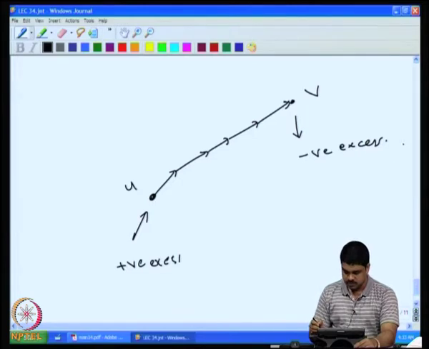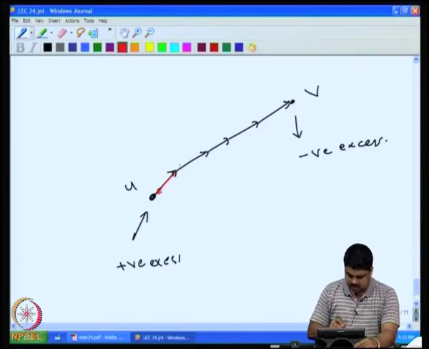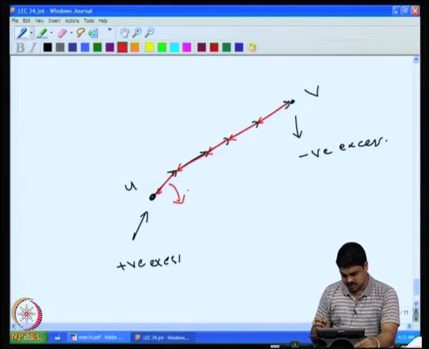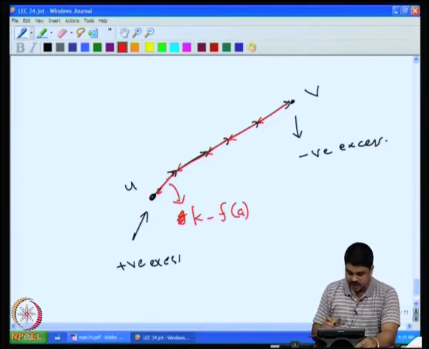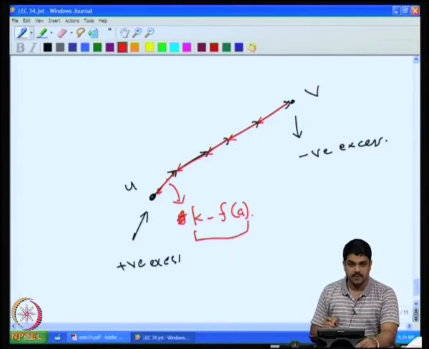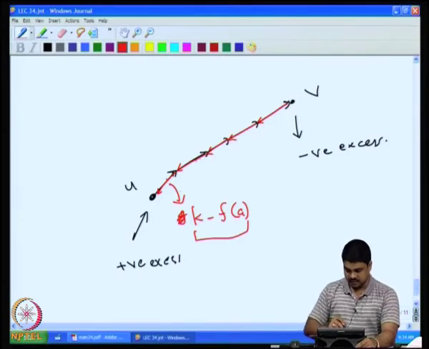Now, what will you do? We consider this directed path, and we consider changing the direction of the edges here, and then we can assign the value k minus f of a for each of them. So, if f of a is the value here, put k minus f of a here for each of them, and for all other edges we will keep it the same.